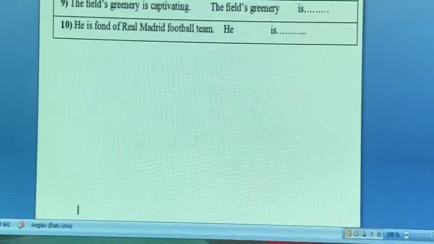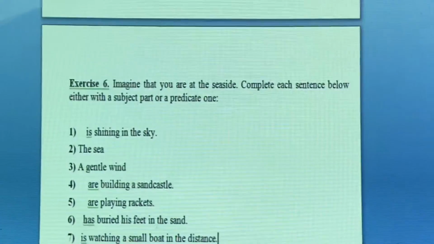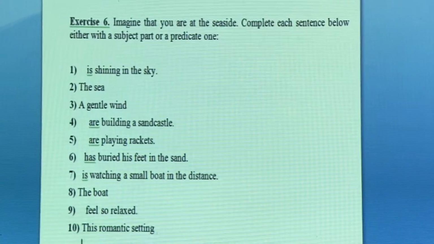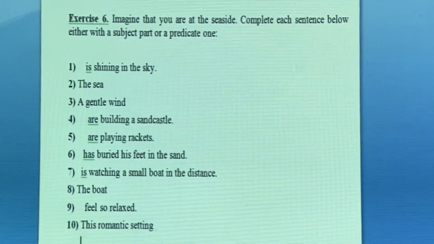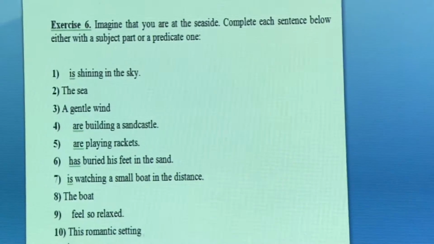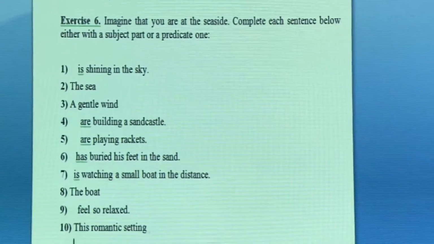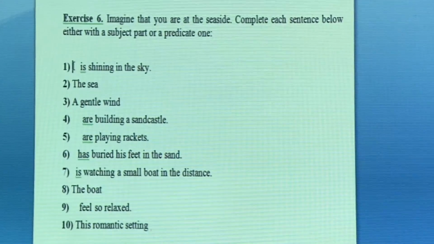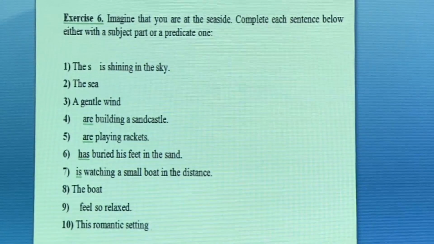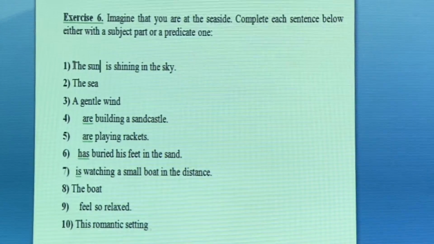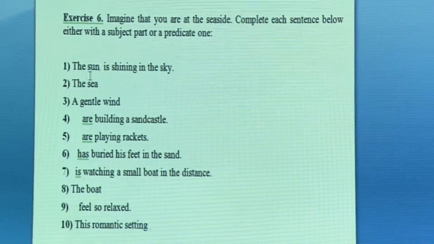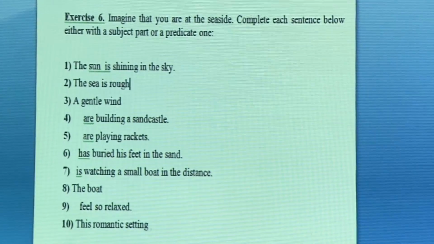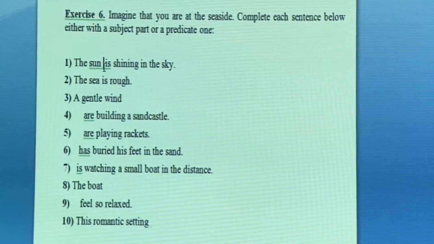The other exercise now, here, we have to complete these sentences. They have missing parts, okay? Imagine that you are on the seaside. Complete each sentence below, either with a subject part or a predicate part. So here, is shining in the sky. The subject, you can say, the sun is shining in the sky. The sea, you can say, the sea is rough. The sea is rough. It's not calm. It's the opposite of calm.